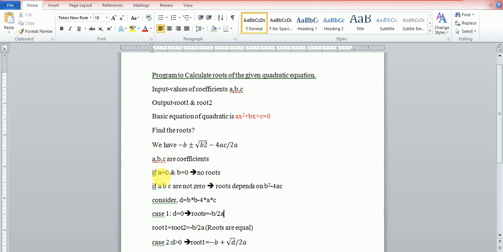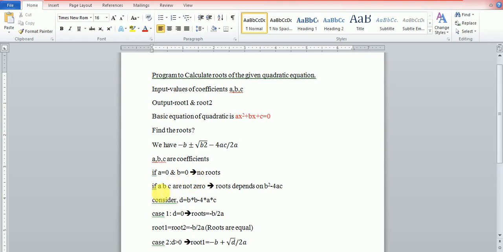Suppose the user enters a is equal to 0 and b is equal to 0. Then we are going to get no roots, because if you substitute the value of a and b as 0 in this equation, the whole term will be 0, that is c. So if a and b value is 0, we are not going to get any roots. We need to tell the user to give non-zero values.